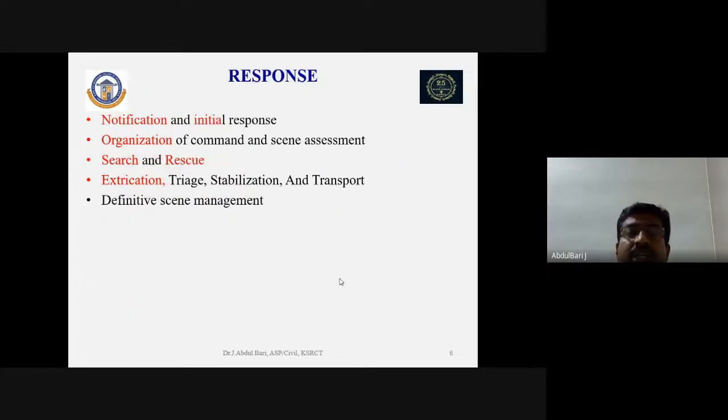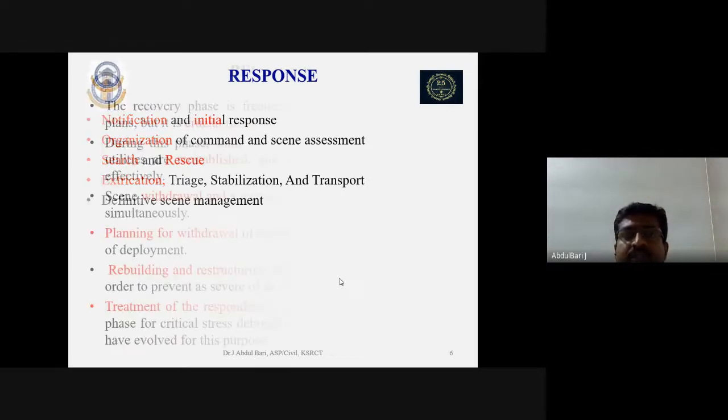Next one is the response phase. In the response phase, notifications as well as the initial responses will be given, and the organization of command and scene assessment can be provided. Search and rescue operations can be taken into account in the response phase. Extraction, triage, stabilization, and transport can be taken in the response phase. And definitive scene management will be looked after in the response phase.